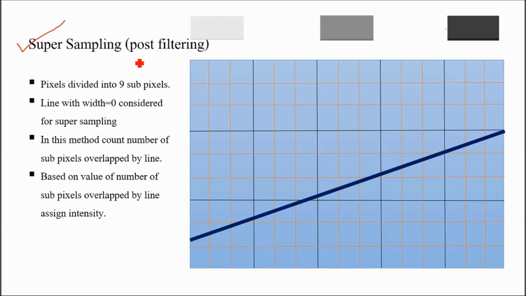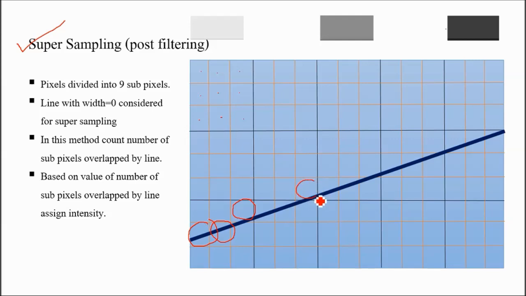What do we mean by super sampling? It is also called post filtering. In super sampling, the actual pixel is divided into 9 subpixels, as you can see here. And a line with 0 width is considered. In this method, you have to count the number of subpixels covered by that particular line. So this is 1, 2 and 3. So 3 subpixels are covered.